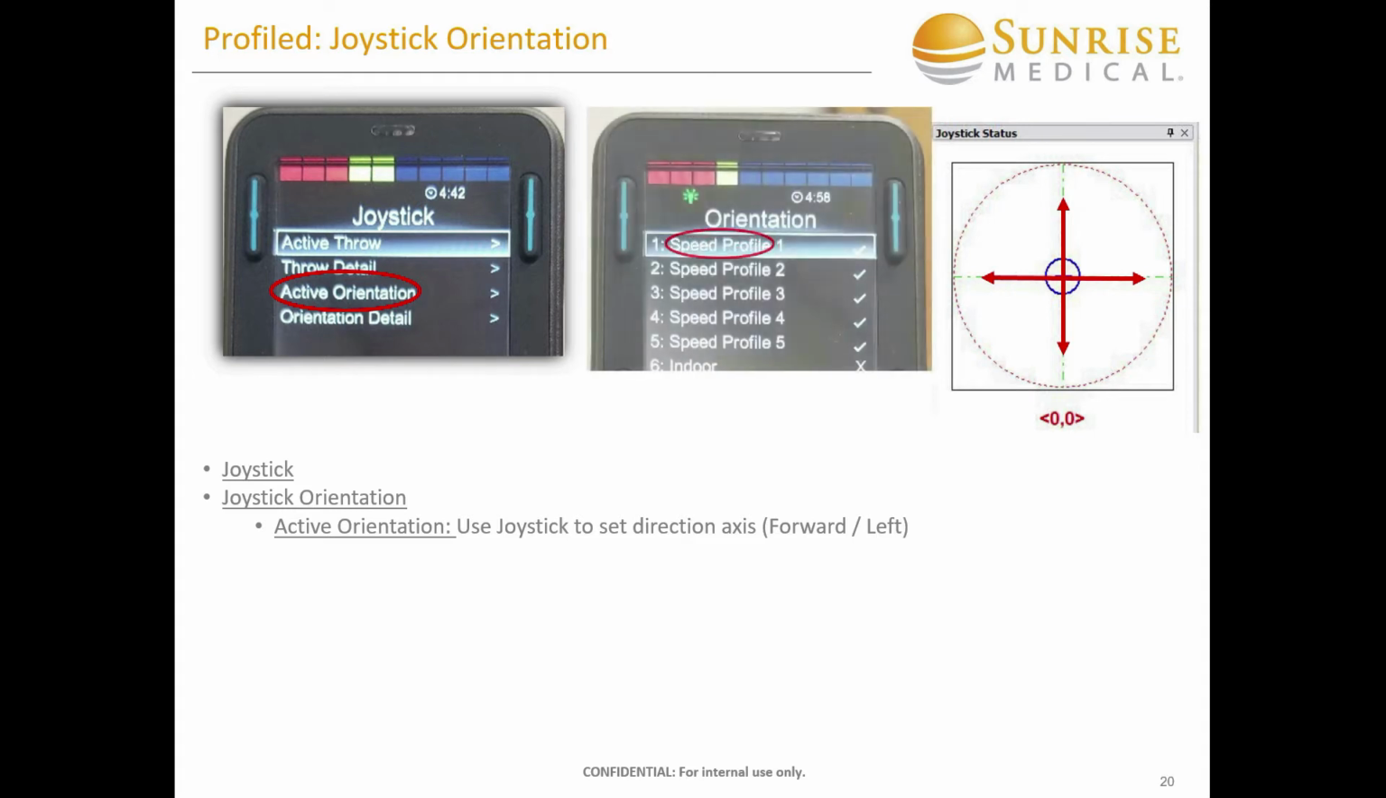Now, in this case, we can set this in each of the various profiles independently. Okay, and what we're going to do is set the forward and the left, because the opposite direction will be the opposite. So if we set this differently, then the joystick will operate in that functionality. So let's go to our joystick here, and we're going to set the active orientation.